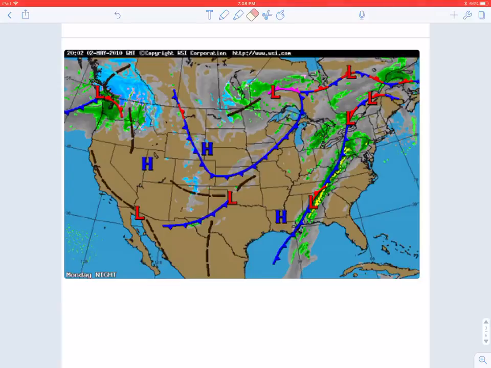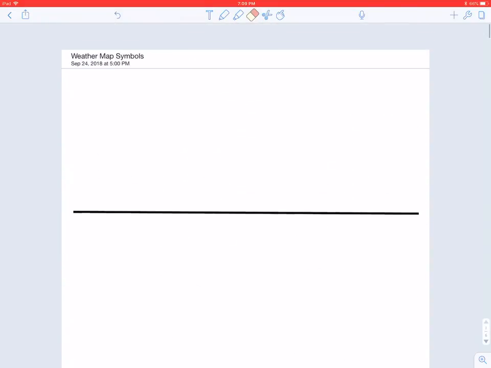Today we're going to be looking at weather maps, specifically symbols on a weather map. I want you to take a look at this weather map and think about the different symbols that you see. What do you think those symbols mean? We're going to learn what each of those symbols mean. And when we see those symbols, we're going to be able to tell the kind of weather that is happening in that area. Let's take a look at your notes.